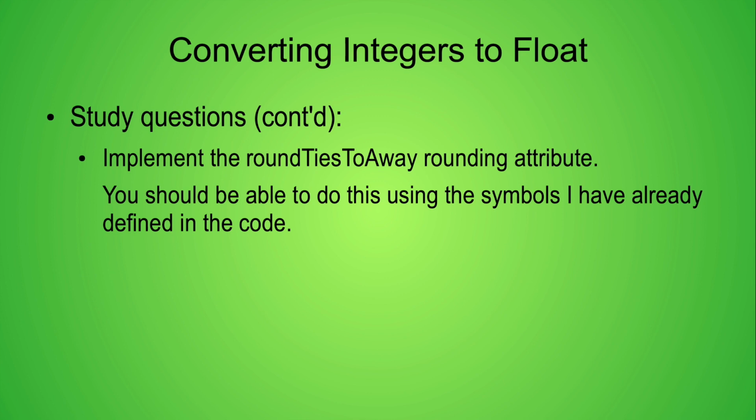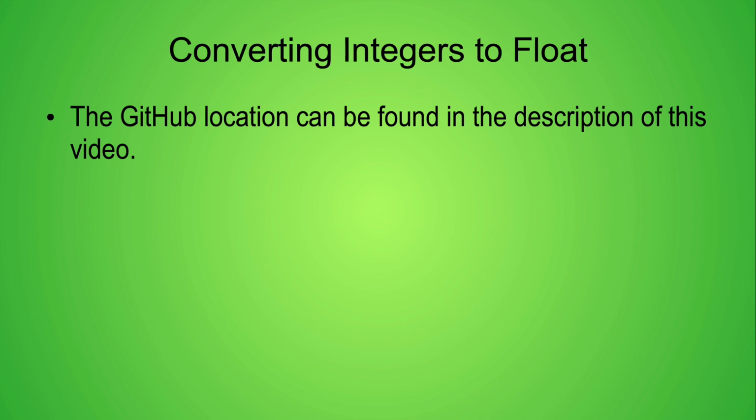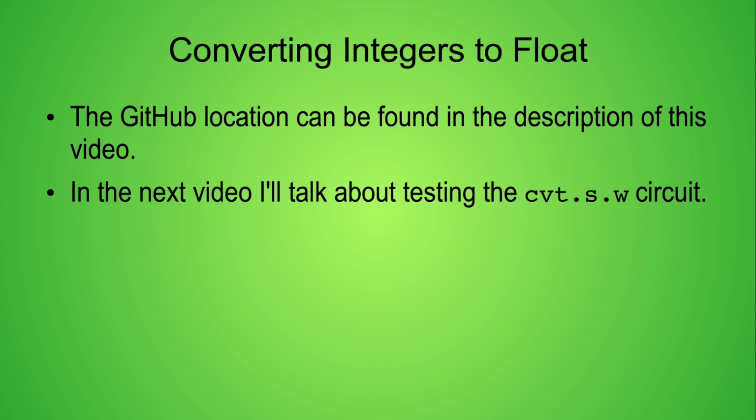The exercise is to implement the round ties to away rounding attribute. You should be able to do this using the symbols I have already defined in the code. You can find the GitHub repo for this code in the description for this video. The next video will cover how I tested this circuit.